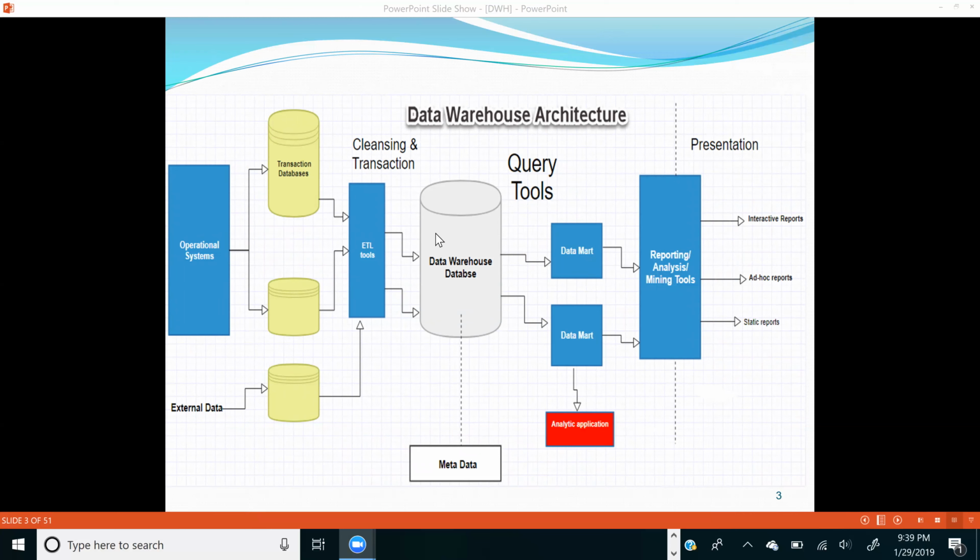So the analytical application will be this one. Whatever data warehouse you have, this data warehouse will be used for OLAP, or online analytical processing. Once the data is stored here, you use this for the analytical needs. Hence you call this system an online analytical processing system.